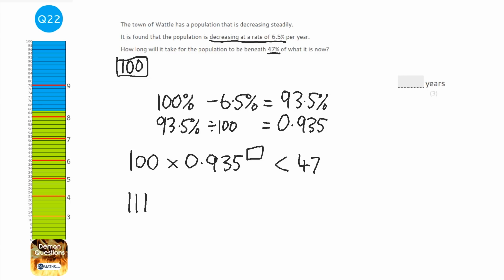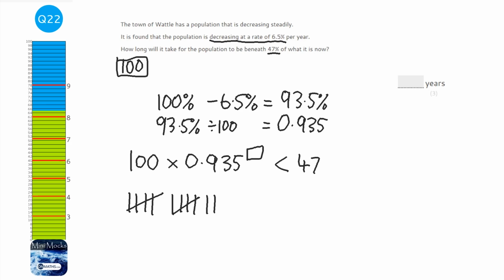Again 76.4. Again 71.4. Again 66.8. Again 62.4, so I'm getting closer. Again 58.4, again 54.6, again 51, I'm getting close. Again 47.7, so I'm getting very close, but I'm not quite there yet. And I press it one more time and I get 44.6.